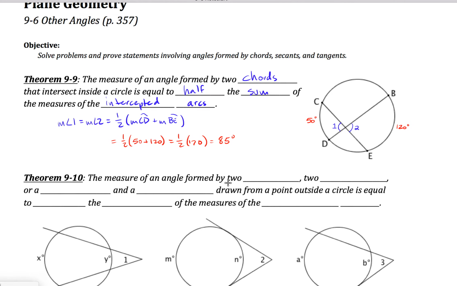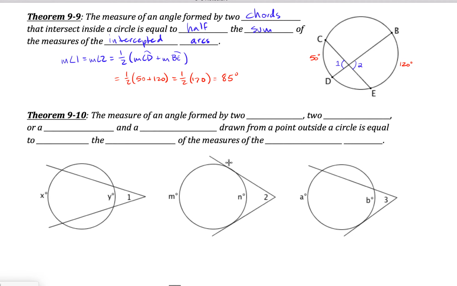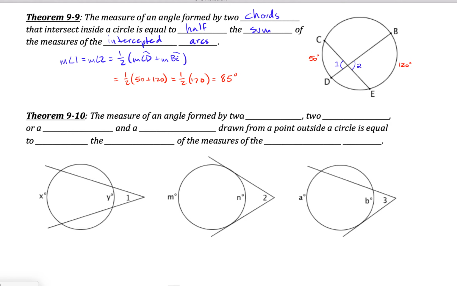Now in theorem 9-10, we're going to be looking at a slightly different scenario. It says the measure of an angle formed by two secants or two tangents or a secant and a tangent drawn from a point outside the circle is equal to half the difference, not the sum here, half the difference of the measures of the intercepted arcs.